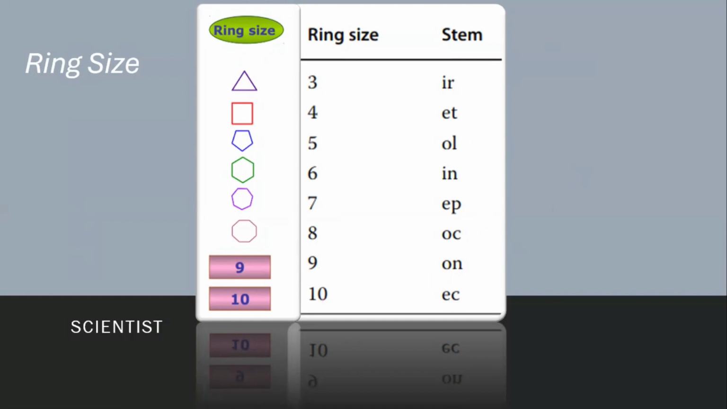To simplify remembering this whole naming system, you have to remember two words. From 3-member to 6-member, remember "erytolin" (ir, et, ol, in). Then from 7 to 10, "ipoconic" (ep, oc, on, ec). Just remember these two words.